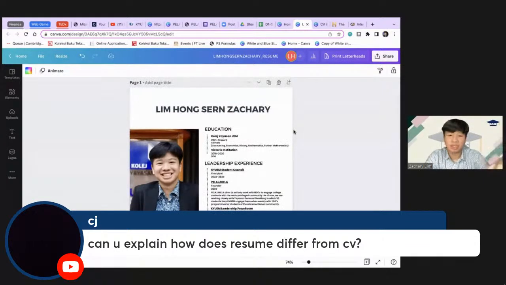So that is the question between CV and resume. How it differs is that a CV is usually only used for people who are applying for academic purposes. So for applying for positions in academia, for example, you want to be a professor in a university, or you want to be a postdoctorate fellow in a particular university, you would use a CV, because what a CV actually is, it encompasses all your academic credentials.